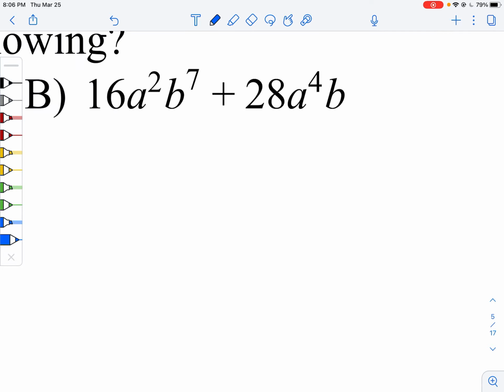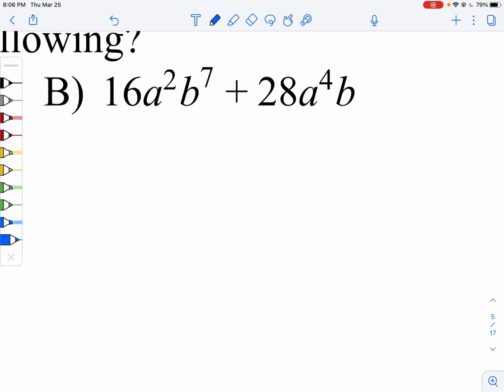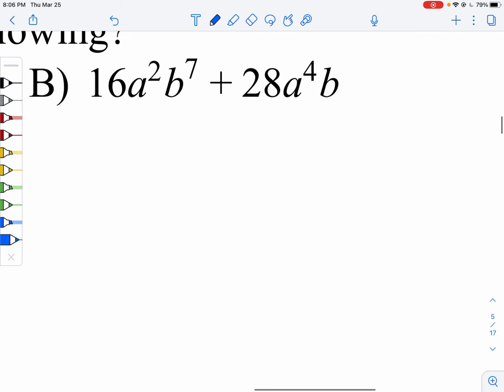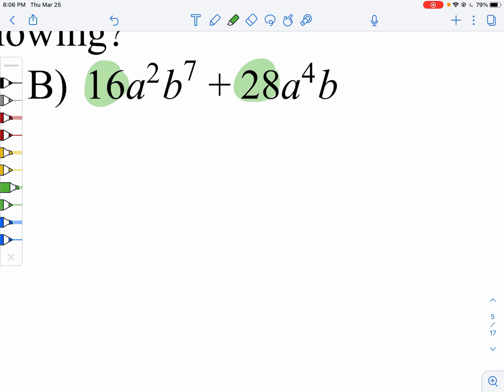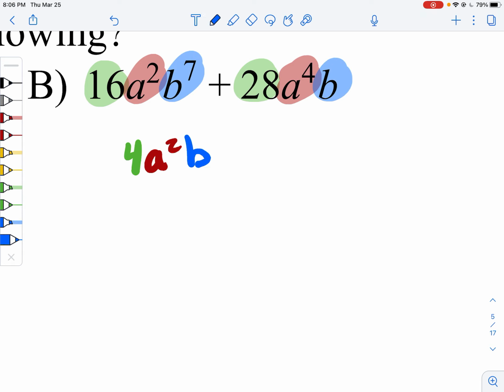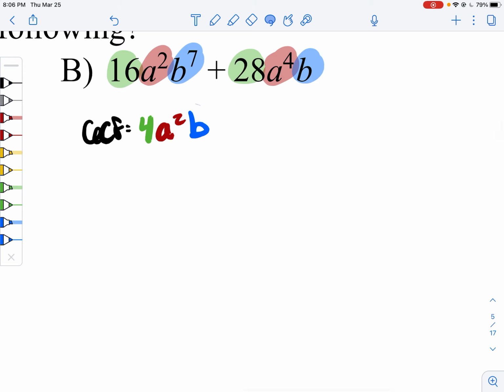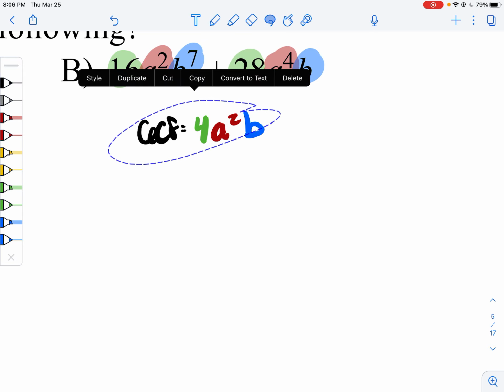Okay, so let's find our GCF on this guy. What do they have in common? Well, when I look at my numbers, 16 and 28, the biggest number that they have in common is 4 again. It will not always be 4, but it just happened to be 4. The biggest amount of a's they have is 2 of them, and the biggest amount of b's they have is 1 of them. So our GCF here is 4a squared b.